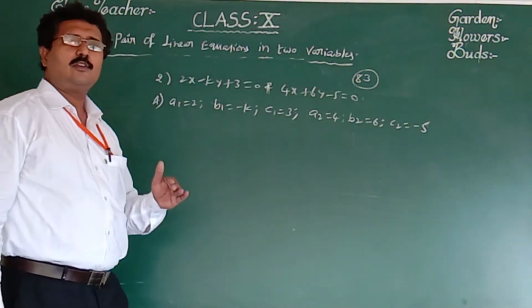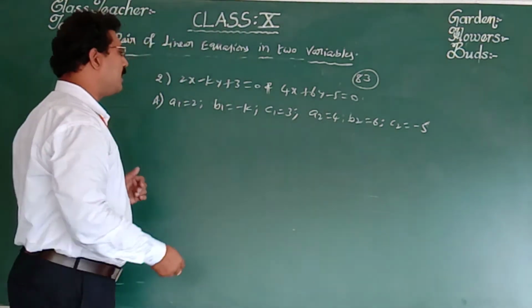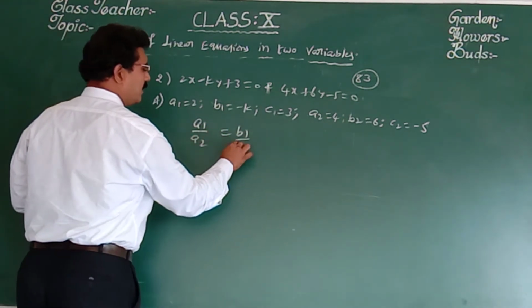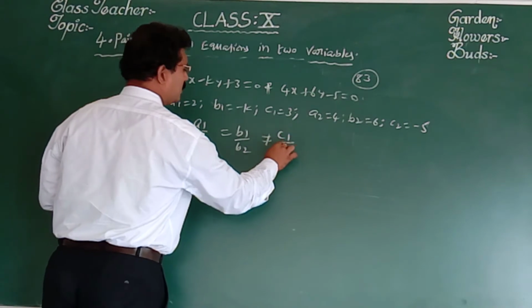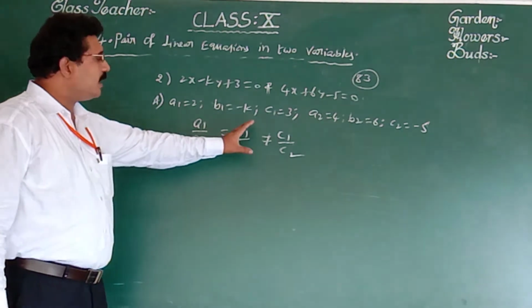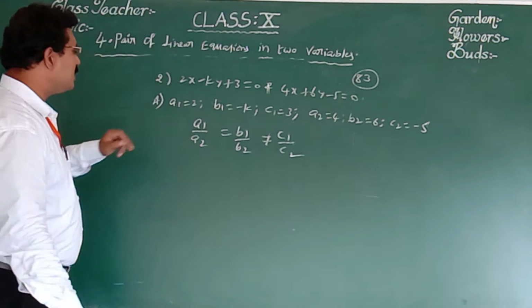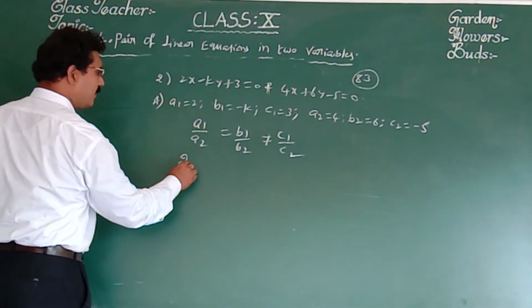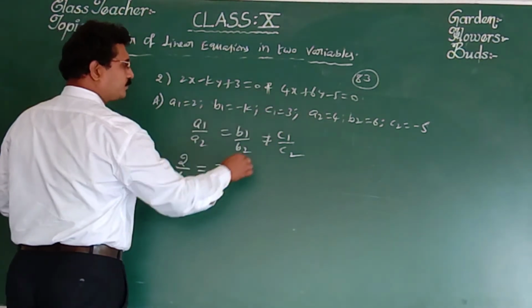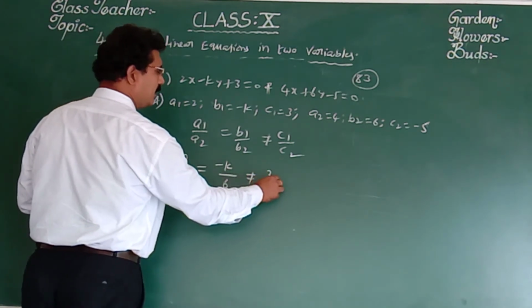Now, for what value of k are the given lines parallel? What is the condition for parallel lines? A1 by A2 is equal to B1 by B2 is not equal to C1 by C2. Then only they are parallel lines. Now substitute these values, taking wherever k is. A1 by A2 means 2 by 4 is equal to B1 by B2, that is minus k by 6, and of course not equal to C1 by C2, that is 3 by minus 5.